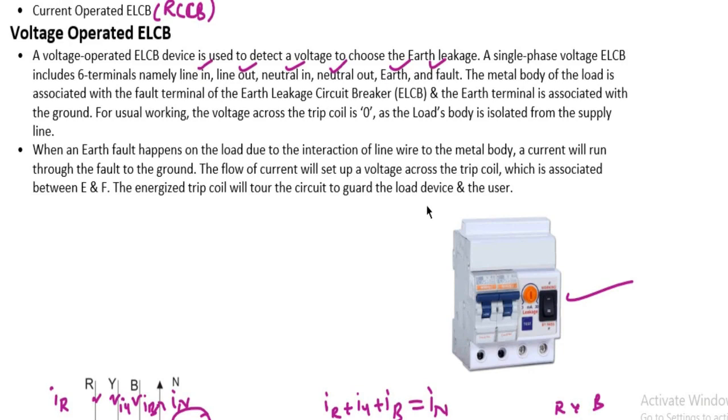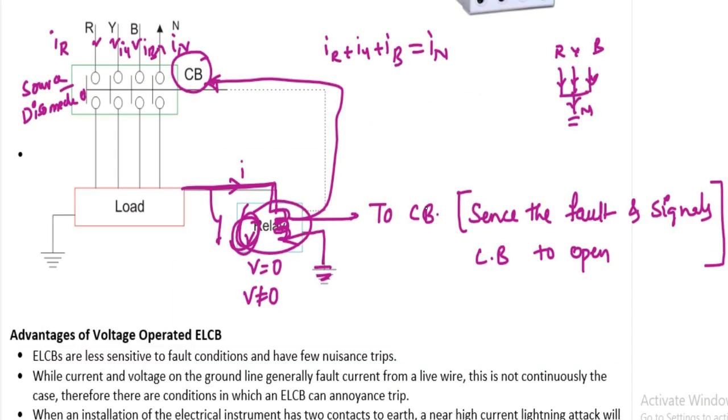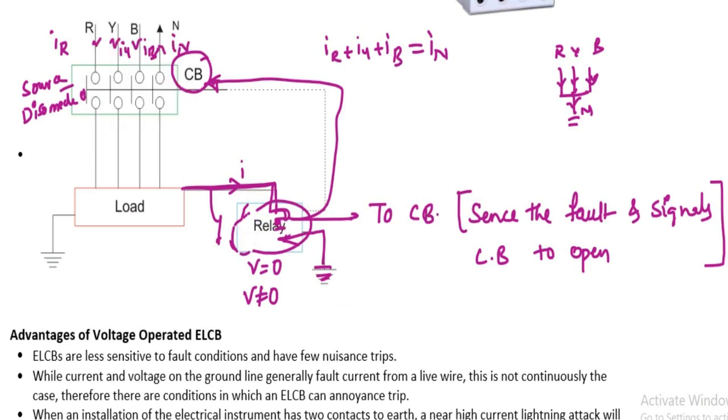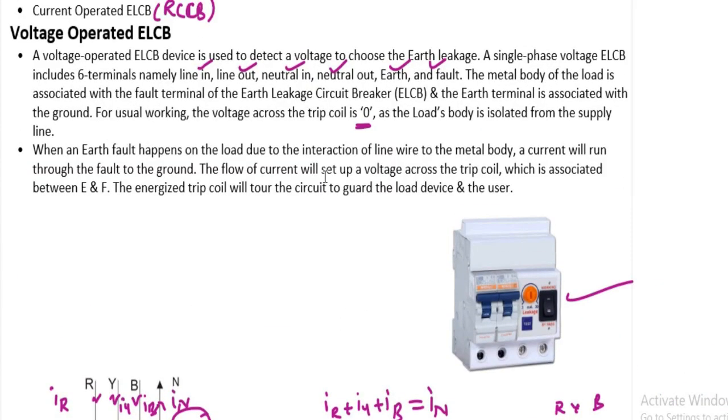You can see here the metal body of the load is associated with the fault terminal of the earth leakage circuit breaker, and the earth terminal is associated with the ground. For usual working, the voltage across the trip coil is 0. So this is the trip coil voltage. This relay is nothing but the trip coil. A coil is nothing but a conductor, an inductor. So whenever there is a current flow through this inductor, an EMF voltage will be induced across the inductor, right?